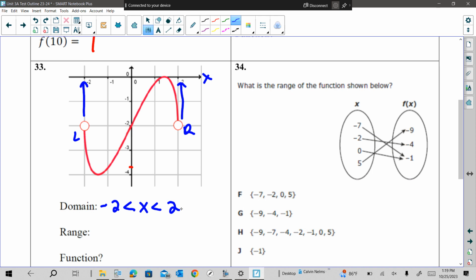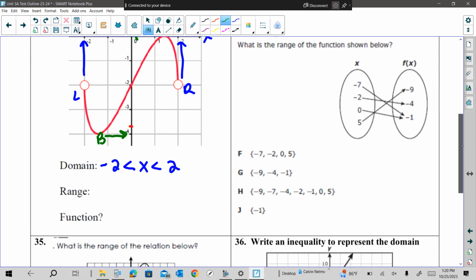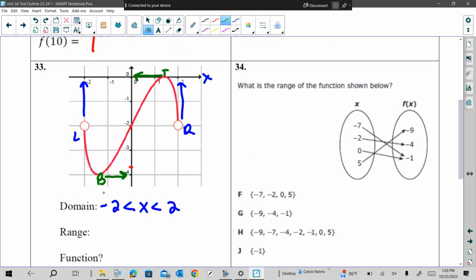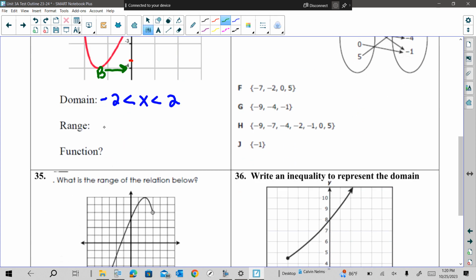For the range, what would be the bottom? The bottom would be over here, but you're looking at the y, remember? You always have to look at the y for the range. It would be -4. And this is the top, but you have to look at the y-axis. And that would be closed, right? Yeah, because it's a solid line right there. So this is -4 is less than or equal to y, which is less than or equal to 0.